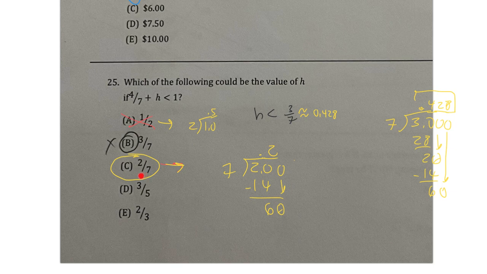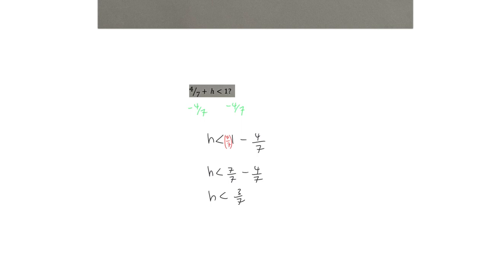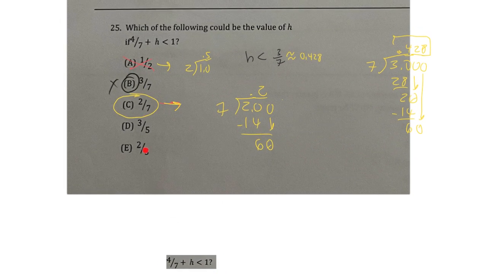Why are we insisting that the answer is less than 3/7? Because they gave us this parameter. We actually solved that inequality, and we discovered by isolating h that h has to, under all circumstances, be less than 3/7. That's a parameter that we need to keep in mind. So therefore, these answer choices need to be less than 3/7 because they're asking which of the following could be the value of h, and h has to be less than 3/7.